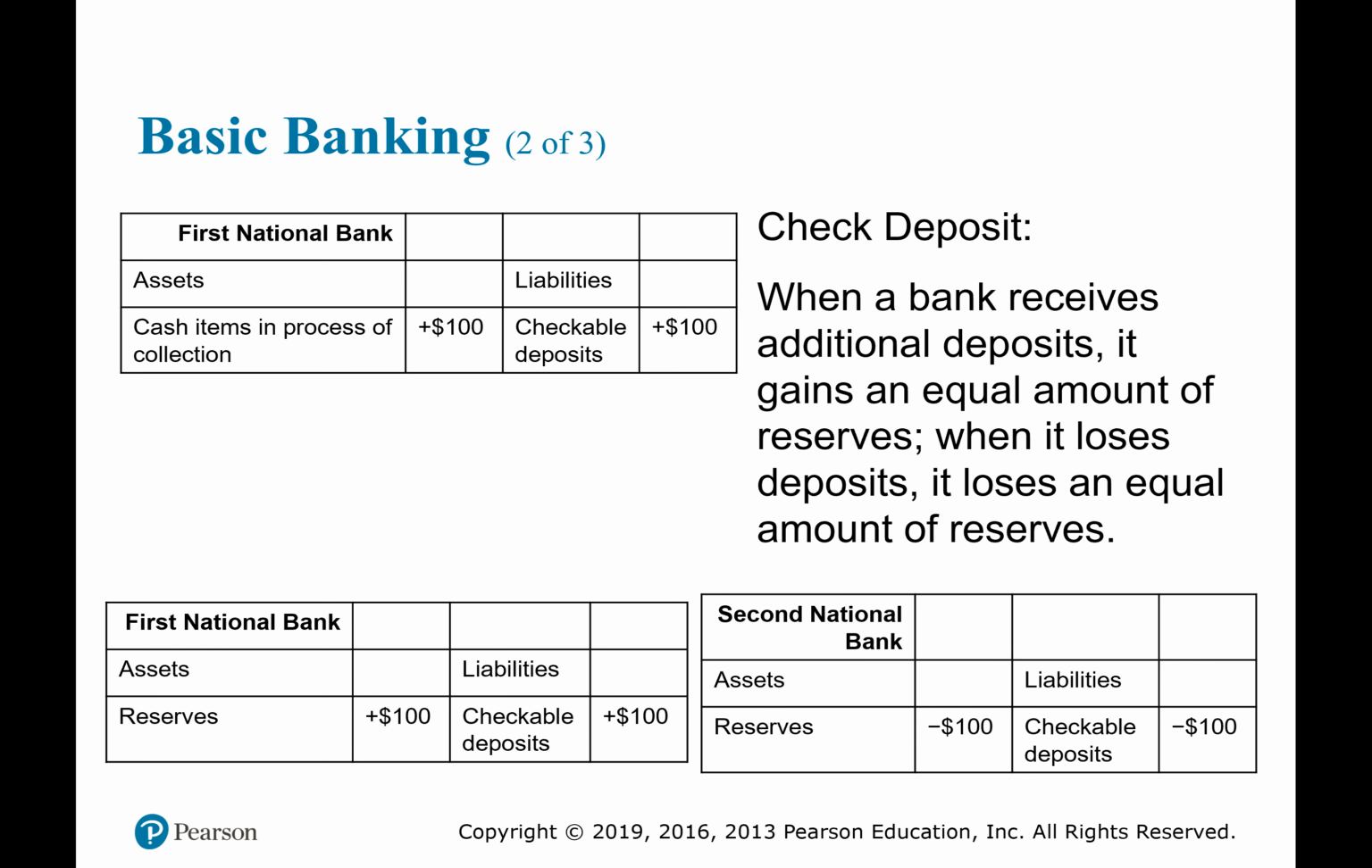And how does that check clearing work? Well, you can see that on the bottom. Basically, that adds eventually to reserves for First National Bank. And when you look at Second National Bank, the bank that check's written on, their checkable deposits are going to go down by 100. So that's on the right-hand side, right-hand T there at the bottom of the page. And their reserves will go down by 100.